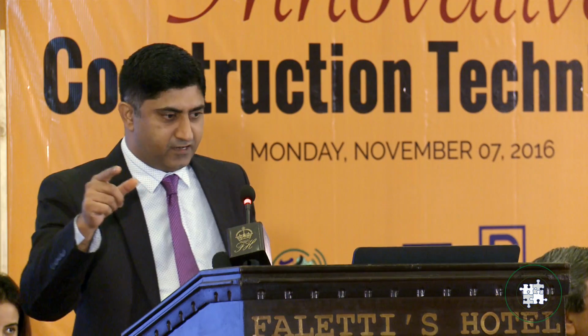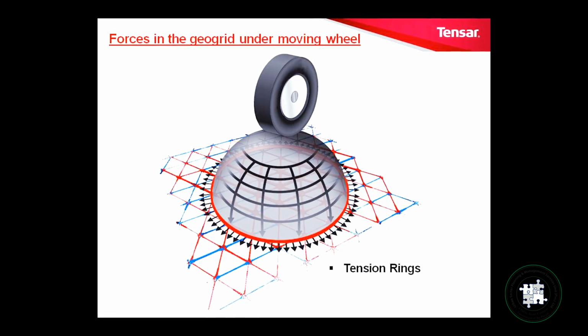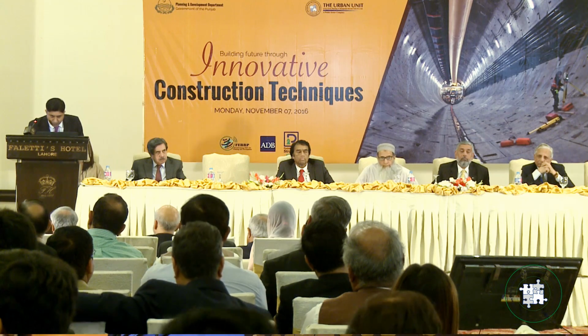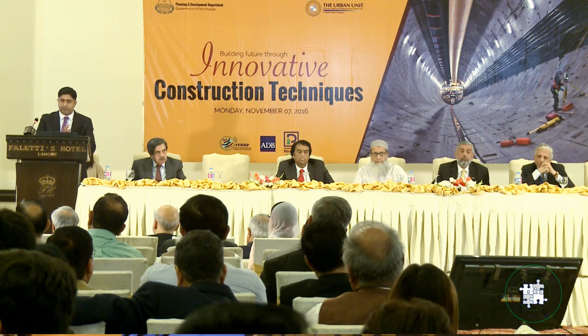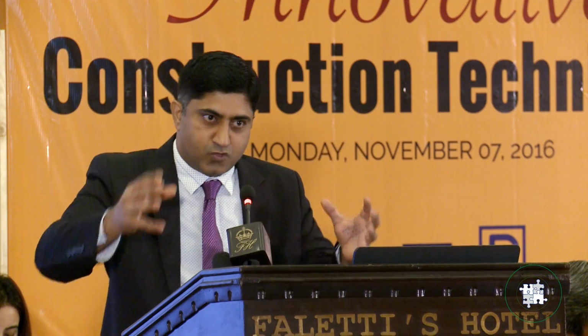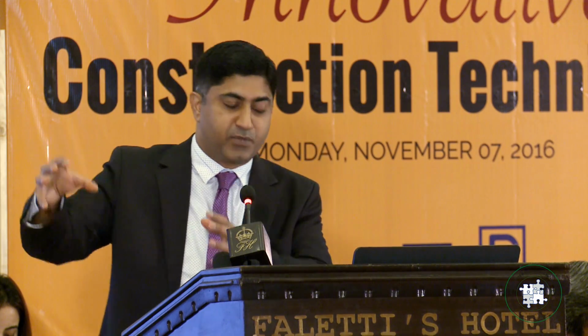When the wheel passes in this model over the grid, we can see the tension in red color. The blue color is compression. So the part of the grid directly beneath the wheel is in tension. If I use a simplified model, actually the wheel creates a tension ring. That tension ring goes through the whole pavement layer, eventually ending up at the subgrade level.